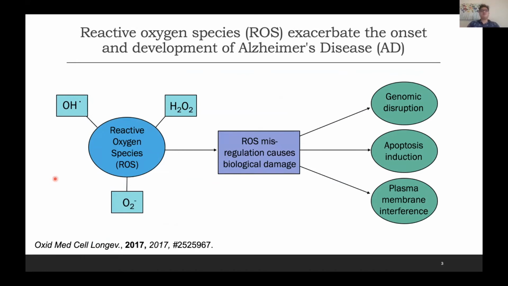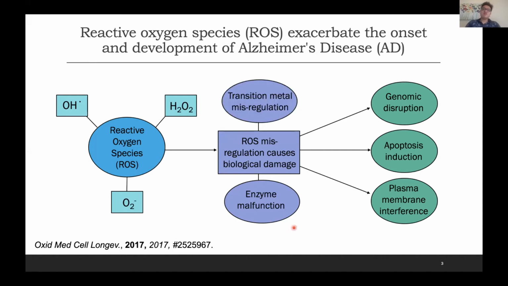How then can ROS be misregulated? Well, if we have enzyme malfunction, this can certainly cause ROS misregulation. For example, we have enzymes such as catalase, superoxide dismutase, or even xanthine oxidase that regulate ROS to a normal level. And again, if they're misregulated, there's misregulation. Additionally, the misregulation of transition metal ions, such as copper-2, also causes the misregulation of ROS. The mechanism of how this works is something I'm going to go into much further detail later on in my presentation, but for now, just know the misregulation of transition metal ions contributes to extraneous ROS generation.